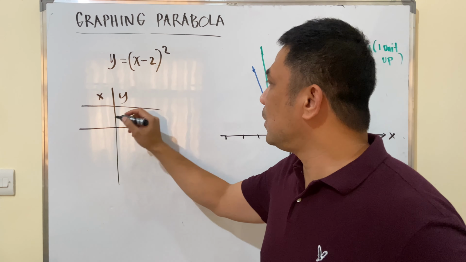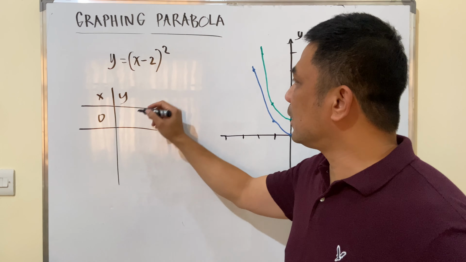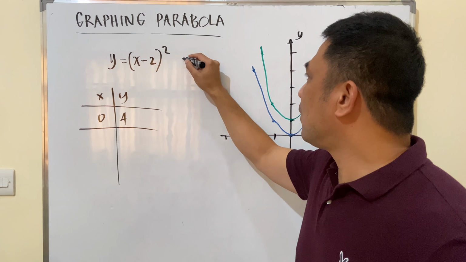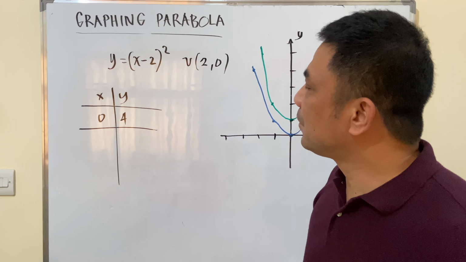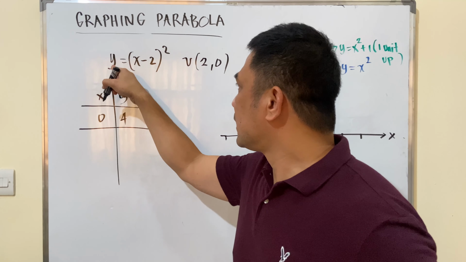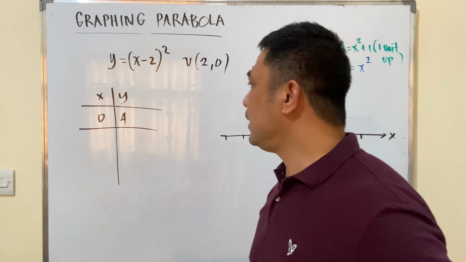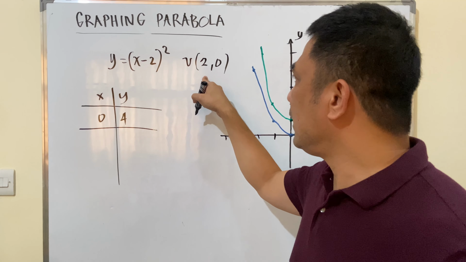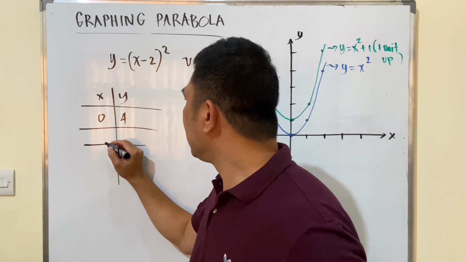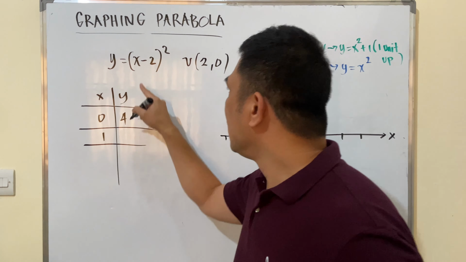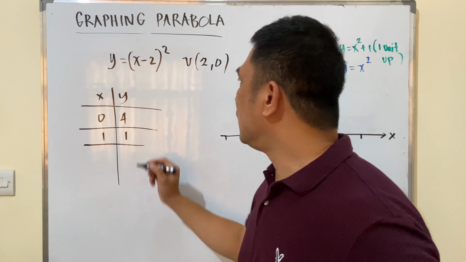So at x is equal to 0, y is equal to (-2)², that is 4. By the way, our vertex here, as we have learned before, would be at (2, 0). This is y - k equals (x - h)², so that means k is 0, h is positive 2. Then let's try x equals 1. So 1 minus 2 is -1 squared, that is 1 also.